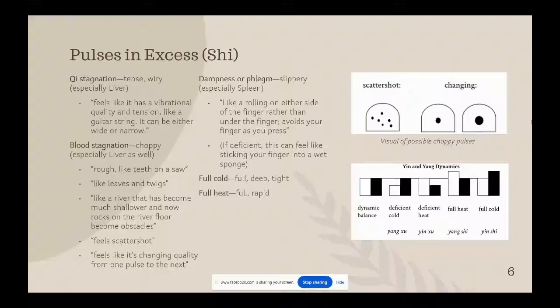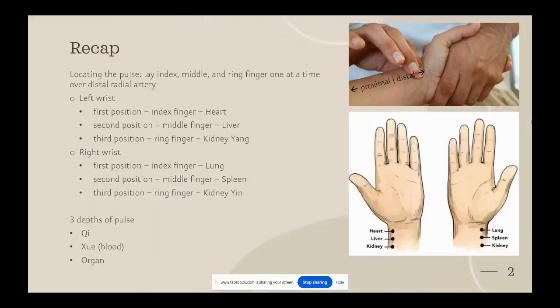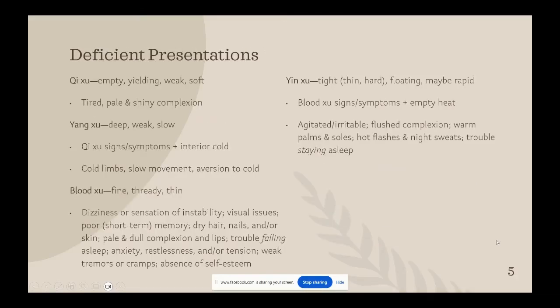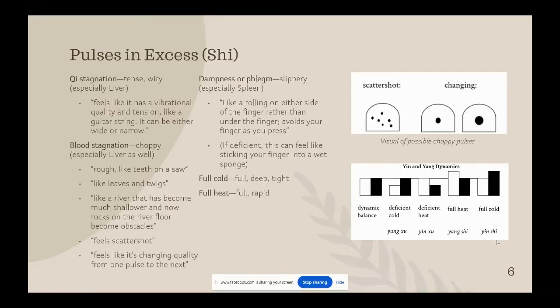And this pulse quality is going to always affect the liver at the very least. So you may feel this quality on all the pulses, or maybe more so on the left side where the liver pulse is, or maybe just in the middle jiao pulses, which are these middle pulses, the liver and the spleen on the right side. But if you're just feeling it on the right side, it's probably a different quality that you're feeling if it's not on the liver pulse.